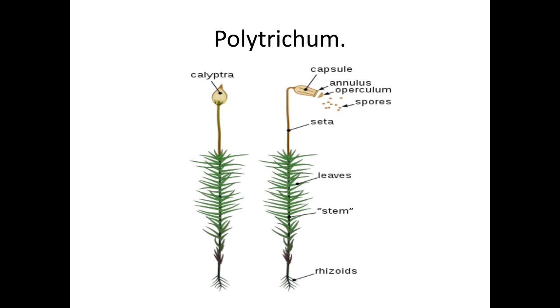Polytrichum plant is dioecious. The sex organs are present on two different plants. So this is regarding the Polytrichum plant.